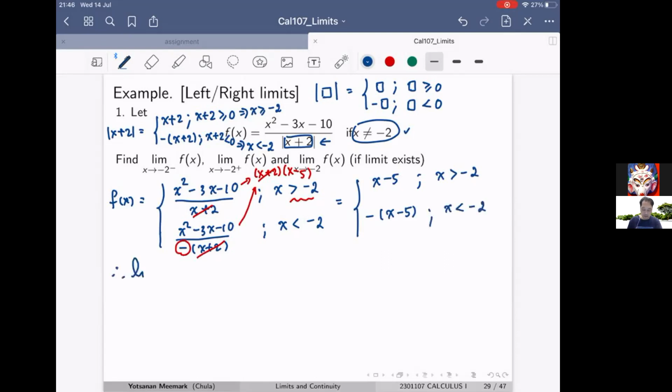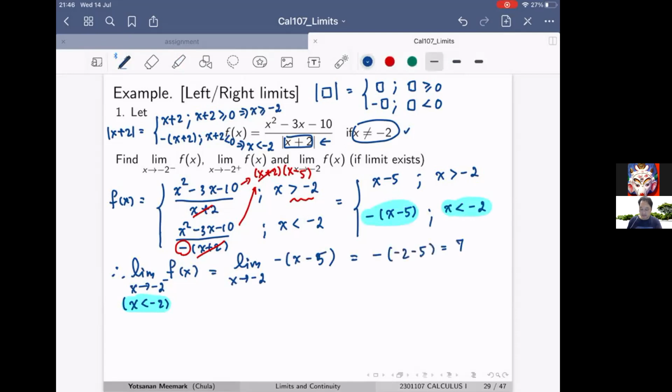So it means that if you want to find the limit of this one, your x is less than negative 2, right? The function that we are going to use to calculate the limit will be the second one, you see? This one corresponds to this one, so you use this function. And then you can just plug in, right?